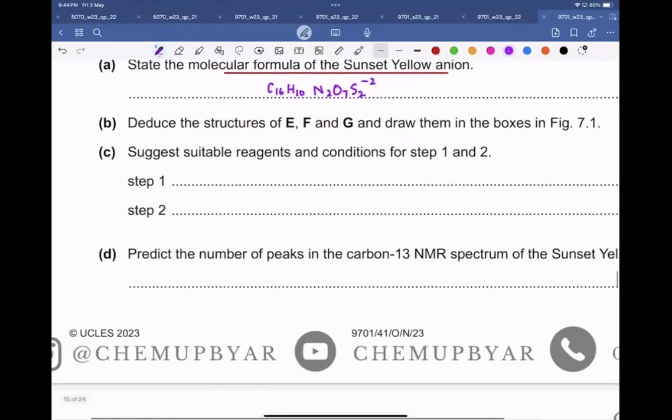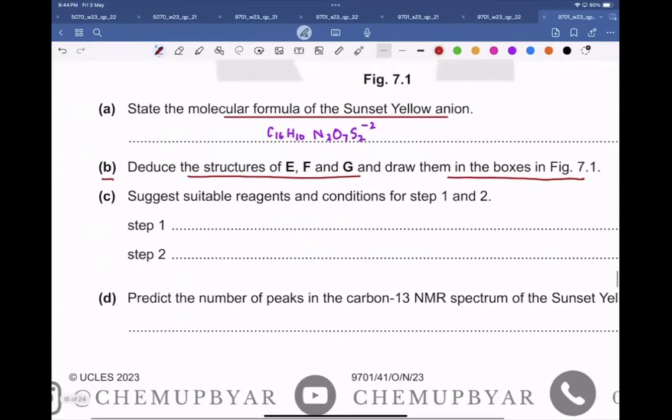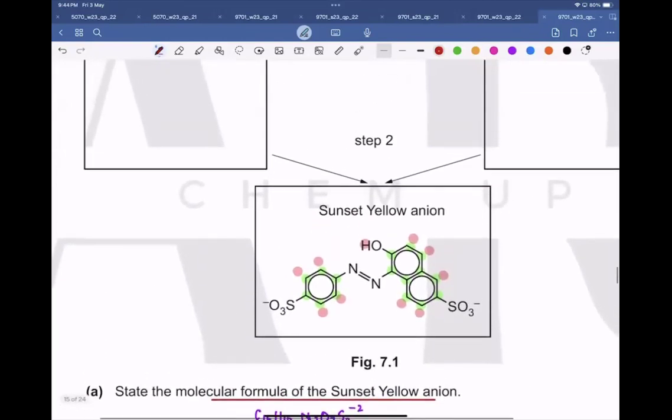Now, in the next part, Walaikum Assalam, Hassan. Deduce the structure of E, F, and G and draw them in the boxes in figure 7.1. Okay, let's start from here.